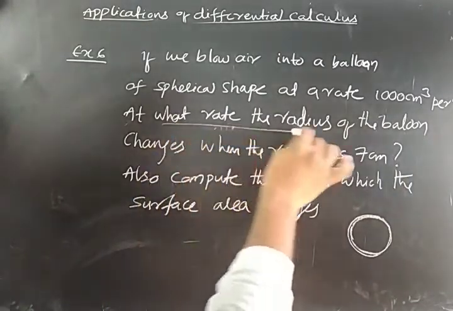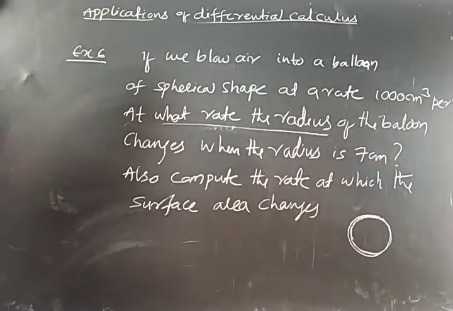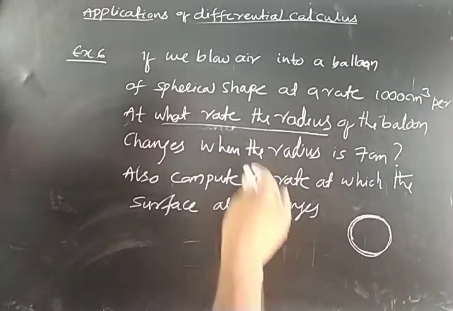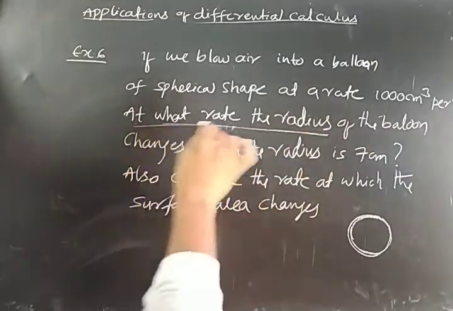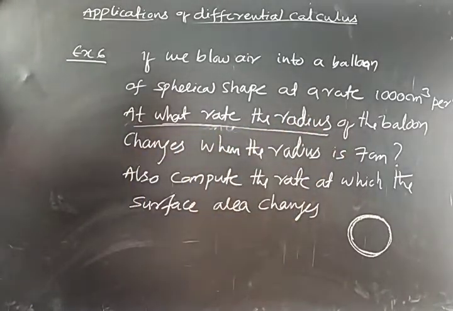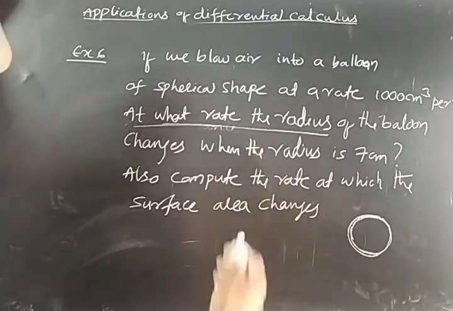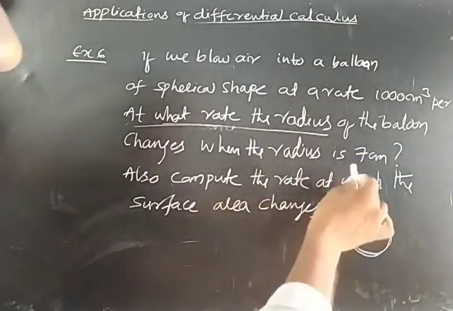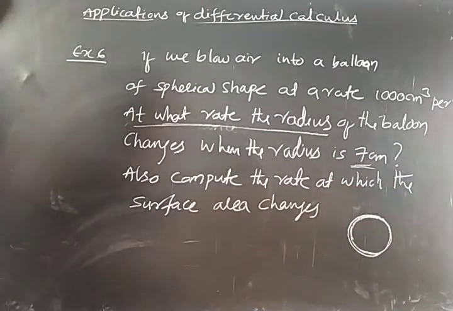At what rate the radius of the balloon changes means at what rate changes in radius of the sphere, with respect to time. So we have to find dr by dt, when the radius is 7 centimeters. So radius is given, r equals 7 centimeters.